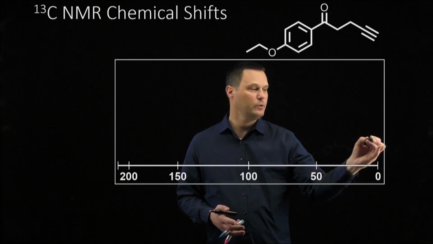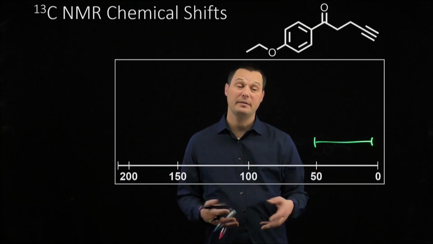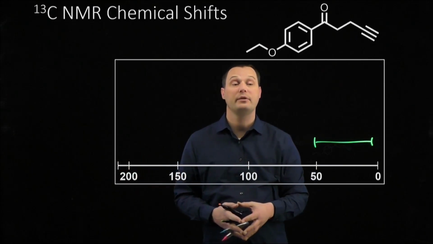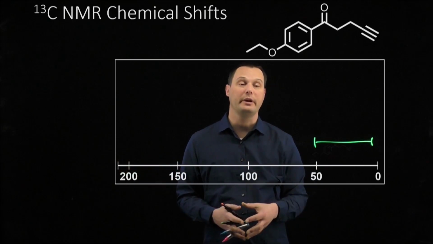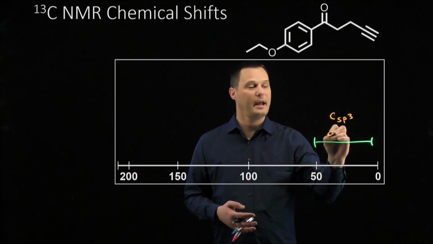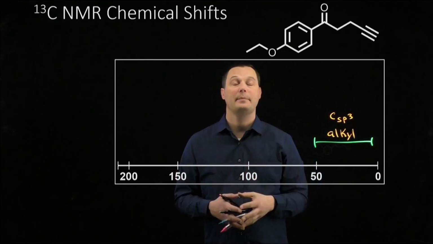The furthest upfield range runs from about 0 parts per million to about 50 parts per million. The nice thing about these chemical shift ranges is, from a mnemonic standpoint, we can pretty much chop off every 50 parts per million unit as a different range. This range is for the regular boring sp3 hybridized carbons, the alkyl range. As we move through these various ranges, let's use this molecule on the top as our guide.